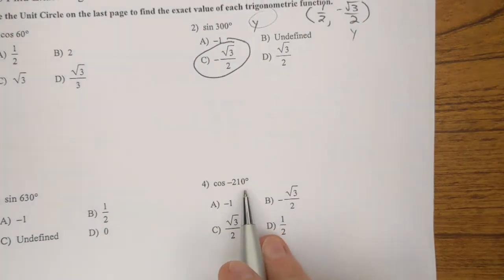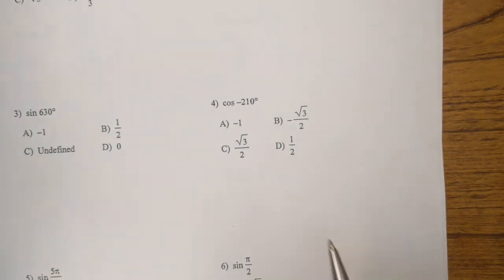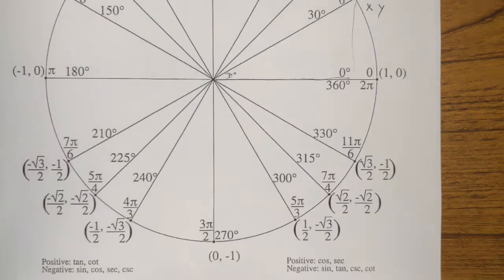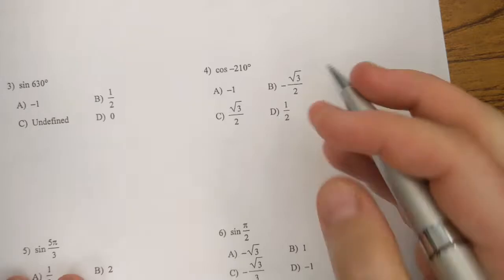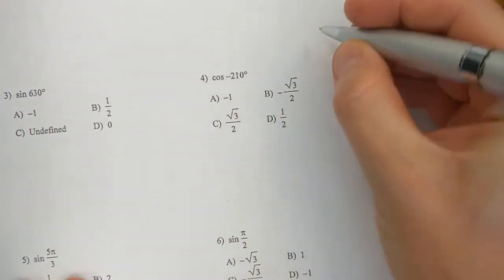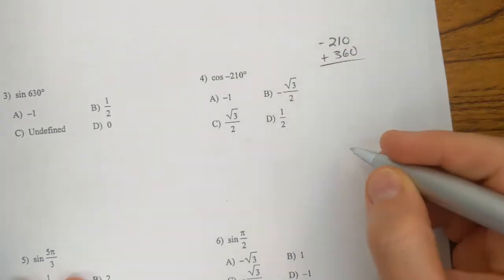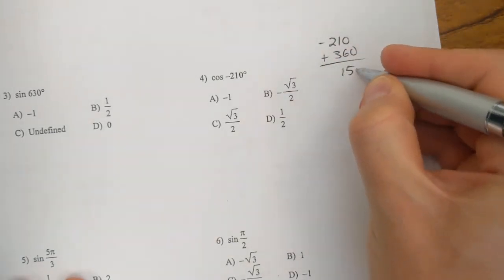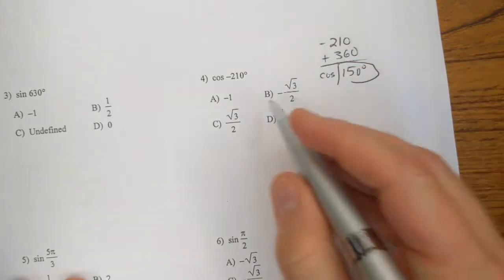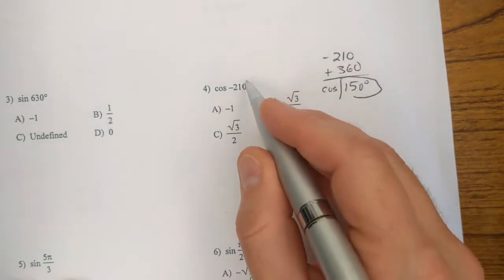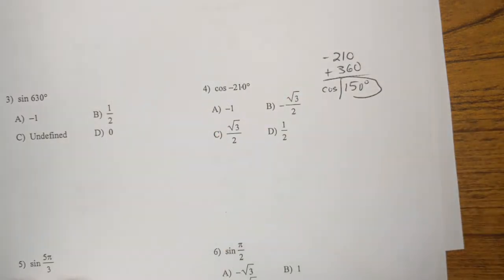All right, so let's go to number 4. Number 4, the cosine of negative 210 degrees. Now, the first thing you'll notice, negative 210 degrees is not on my unit circle. So I have to go back to my last lesson, and I have to find an angle that's coterminal to negative 210 degrees. I'm going to add 360 degrees to this. It comes out to 150 degrees. And I'm now going to find the cosine of 150 degrees, because since these angles are coterminal, 150 degrees should have the same cosine value.